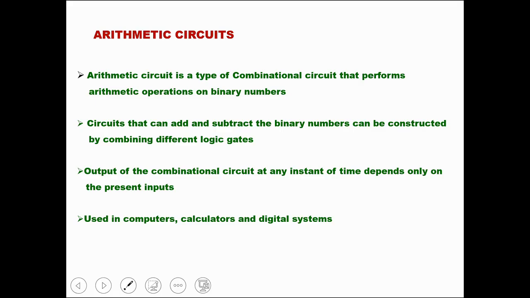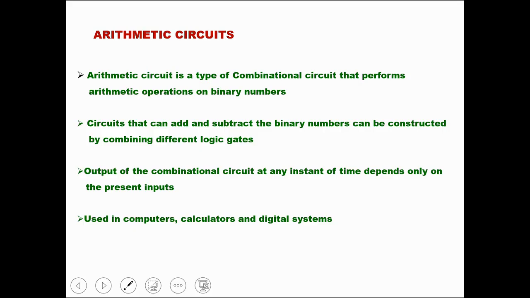Arithmetic circuit is a type of combinational circuit that performs arithmetic operations on binary numbers. So arithmetic operations means addition, subtraction, increment, decrement, like that. So combinational circuits mean it consists of number of logic gates connected together to form a final output.